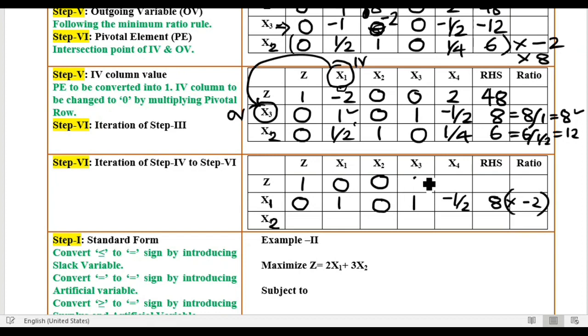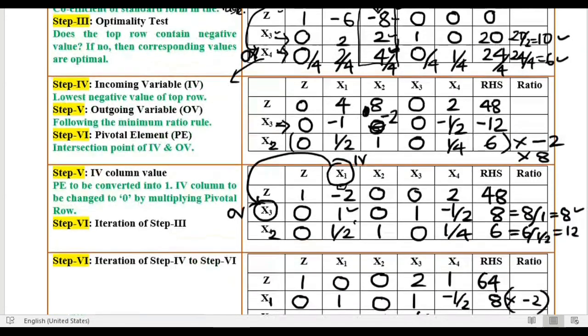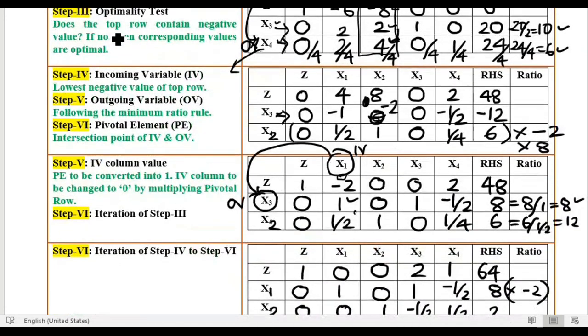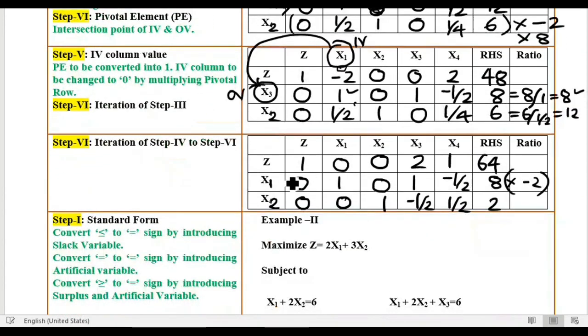And this becomes 0, 0, 1, -1/2, 1/2, and 2. Then again we have to follow step 3. What is step 3? Optimality test. The optimality test says: does the top row contain a negative value? We have seen over here that in the top row there is no negative value.